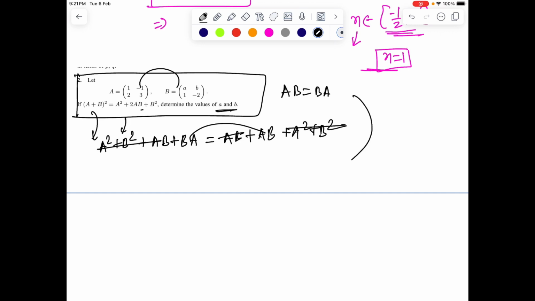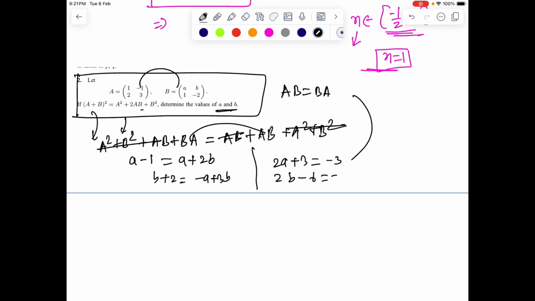Now for commutativity of matrices, simply I'll multiply AB and equate it to BA. And as you can see, the equations that will generate after multiplication are: a minus 1 is a plus 2b, b plus 2 is minus a plus 3b. The third equation is 2a plus 3 equals minus 3, 2b minus 6 equals minus 7. So which gives a equals minus 3 and b equals minus half.